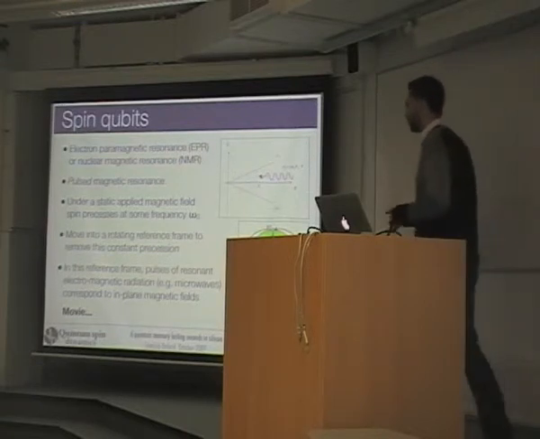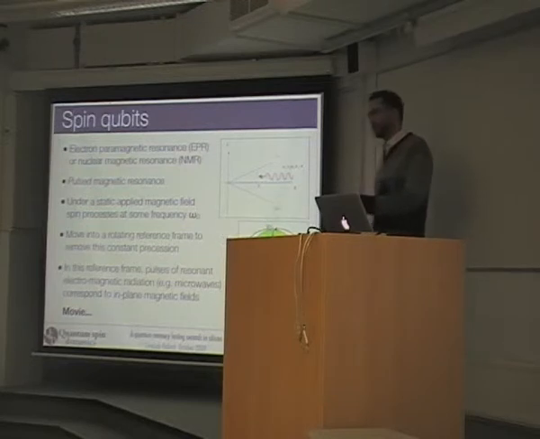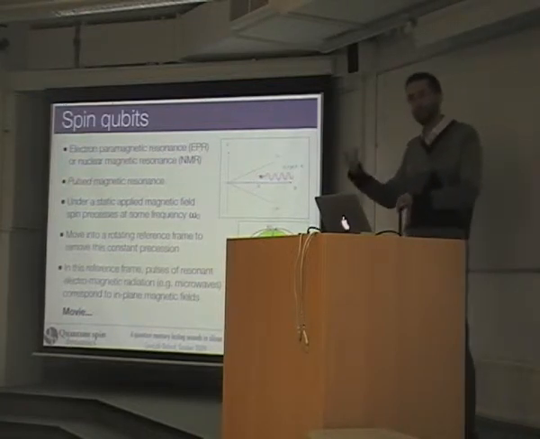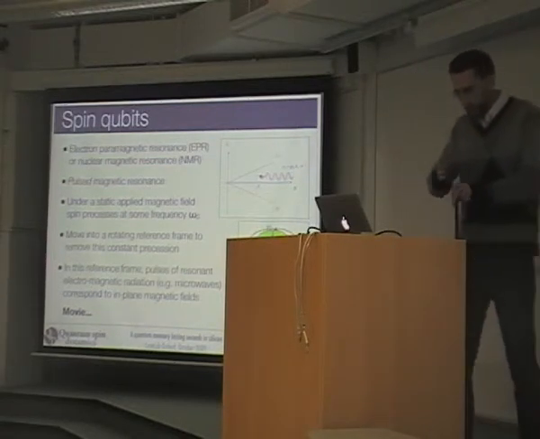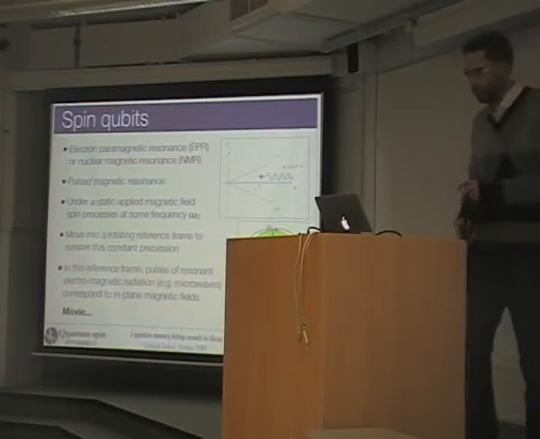It's also important to note that given this choice of rotating reference frame, if there's a small fluctuation in the magnetic field, then there's going to be a small change in the precession frequency of the spin. And it's precisely this kind of process which is going to cause decoherence. So any kinds of fluctuations in energy splitting are going to move the spin out of phase with the rotating reference frame and cause decoherence.